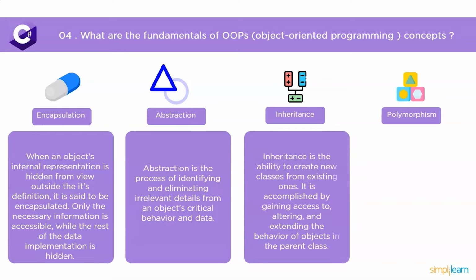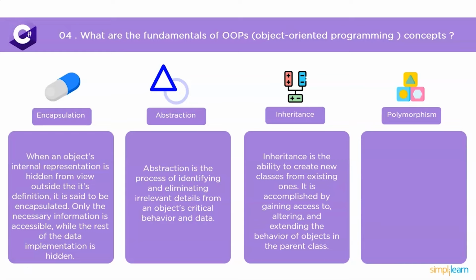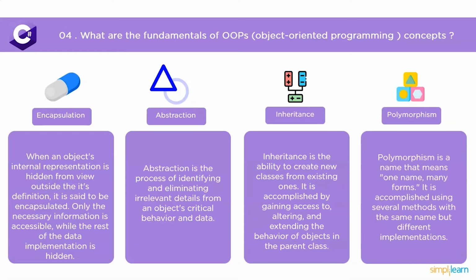Following the OOPS concept, inheritance is the ability to create new classes from existing ones. It is accomplished by gaining access to, altering, and extending the behavior of objects in the parent class. Lastly, we have polymorphism. Polymorphism is defined as a name that means one name, many forms. It is accomplished using several methods with the same name but different implementations.